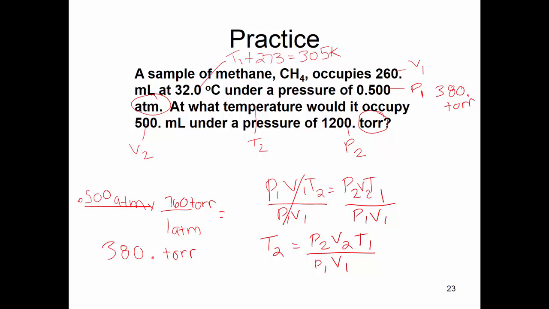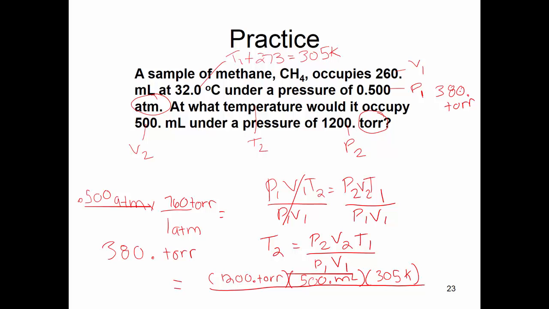Okay. Now I just plug in. So give myself room here. P2 is first. So P2 said was 1200 torr. V2 was 500 milliliters. T1, that's where you got to be careful. T1, your initial temperature is 305 Kelvin. So you're going to multiply all three of those numbers together.